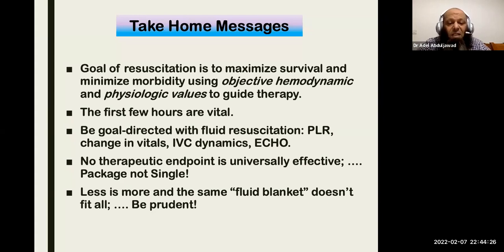And remember, less is more, and the same fluid blanket does not fit all. At the end, be prudent. Remember that you should not add harm. And as I told you, one size does not fit all.